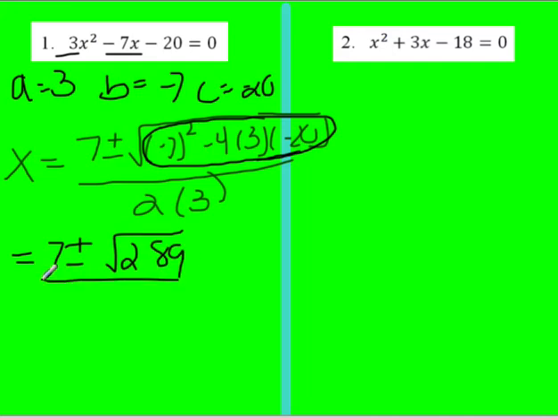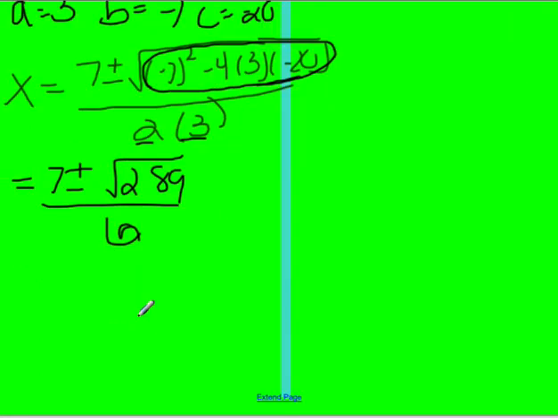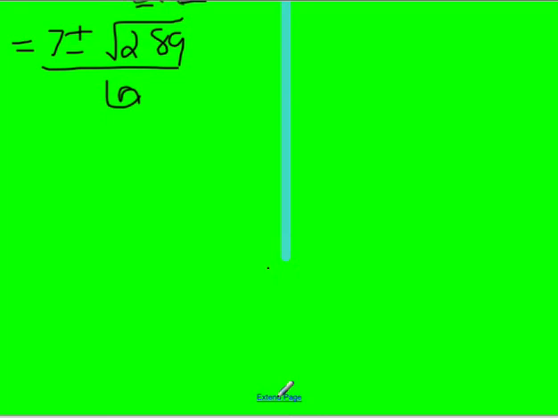Divided by, now I'm going to take 2 times 3, which is 6. So now I'm going to show you how you can go about this to make sure you always get the right answer. So we're going to split this up into 2 forms right now. So the first thing I'm going to do is take a look at my positive version. So I'm going to do 7 plus the square root of 289.